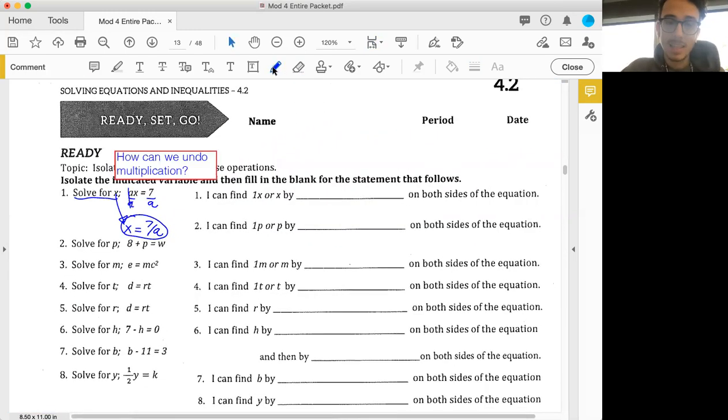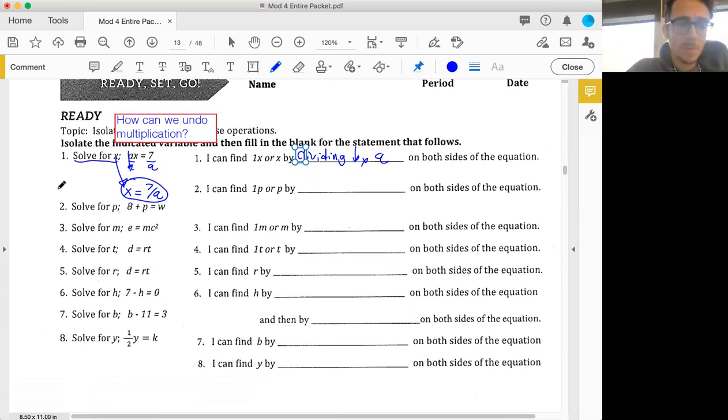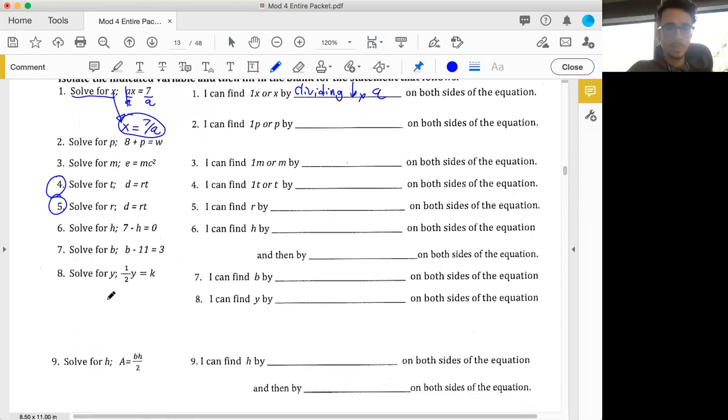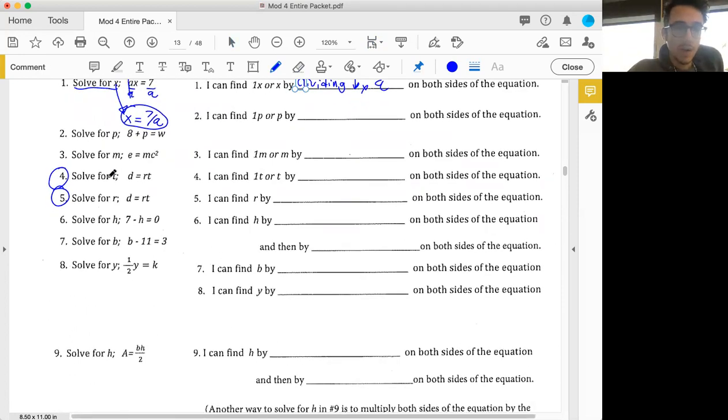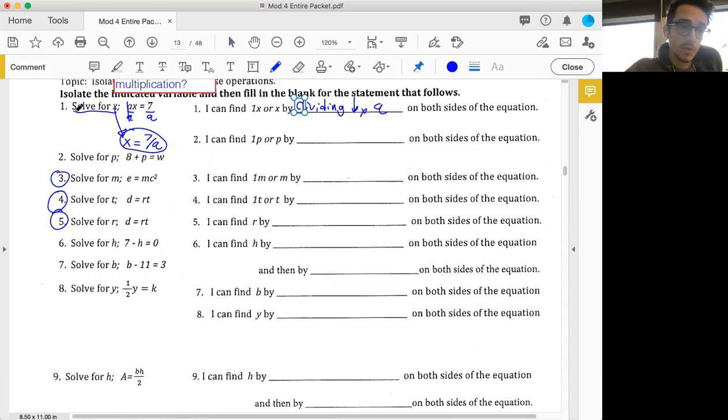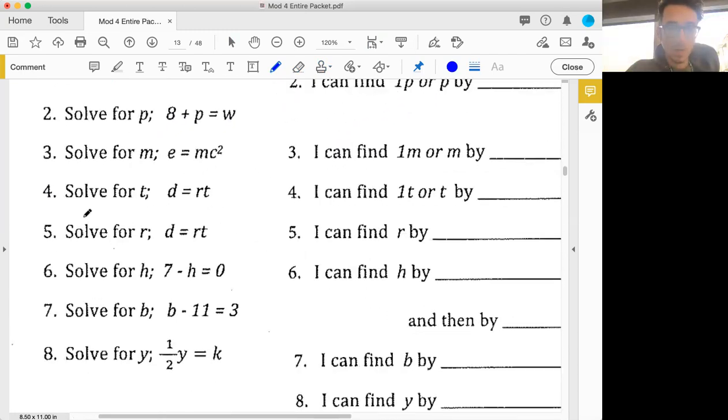How exactly did we do this? We can find 1x or x by dividing by a on both sides of the equation. Makes sense, right? That should help you solve 4 and 5. 6 is a little complex, so let's dive into 6. And that'll actually help you solve 3 also. So if you're looking for something similar to 1, 3, 4, and 5, those should help. But we'll dive into 6 because that can be a little complex.